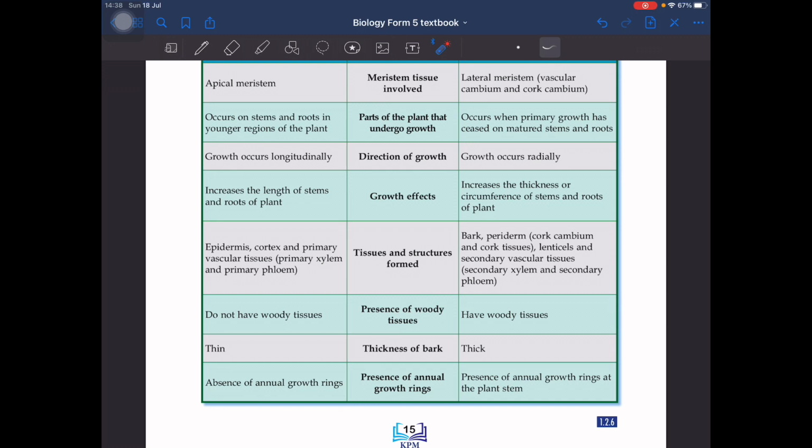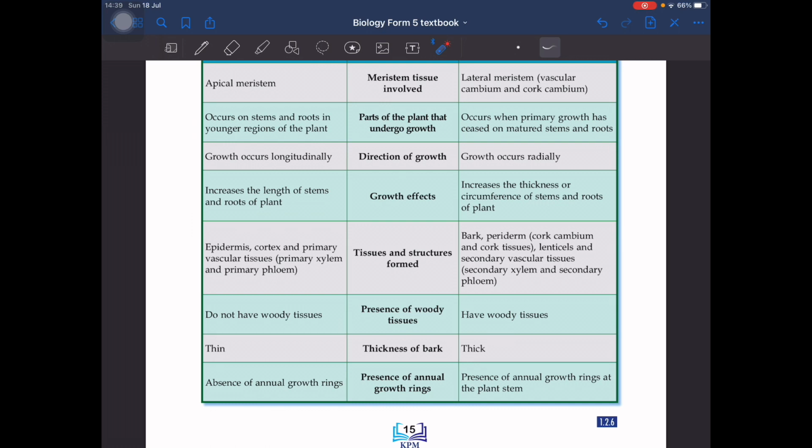And then we have tissues and structures formed. We start with the primary growth. We have your epidermis, or the skin of the plant, so to speak. And then we have cortex and primary vascular tissues. Whereas in the secondary, you have your bark, which is your matured and dead cells, basically. Okay, and you have your periderm, your lenticels, and secondary vascular tissues. So like in 1.2 we talked about the differences between the primary xylem and the secondary xylem, and where they push towards to initiate and continue secondary growth. So those are the differences between the tissues that are involved and formed in both growths.